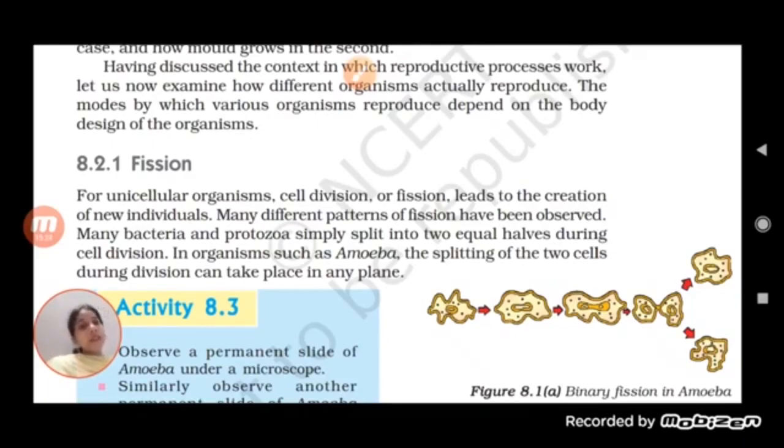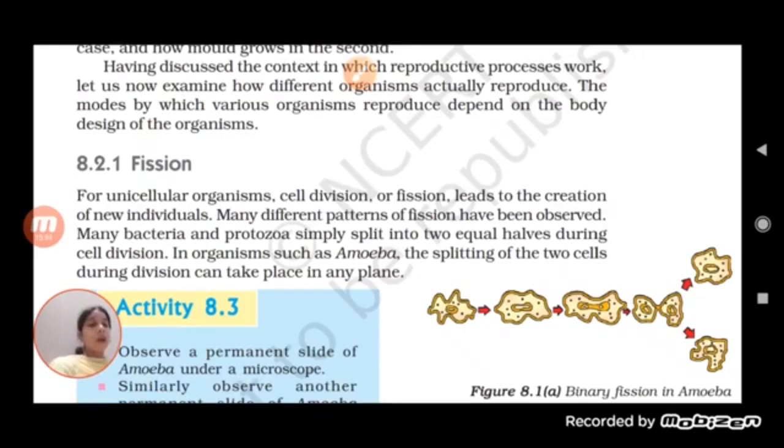And fission is of two types. Binary fission is there and multiple fission is there, students. Different kinds of unicellular organisms like amoeba, paramecium, and Leishmania bacteria reproduce by binary fission. But some of them, like Plasmodium, show multiple fission. Now let us start with the amoeba.